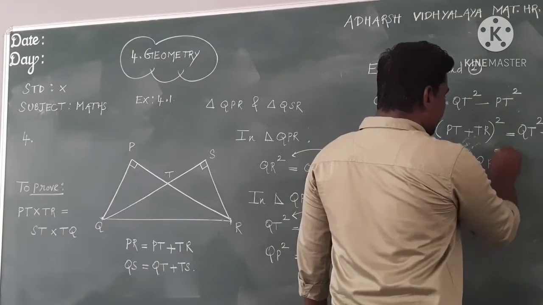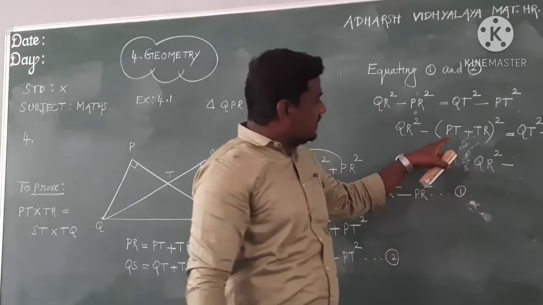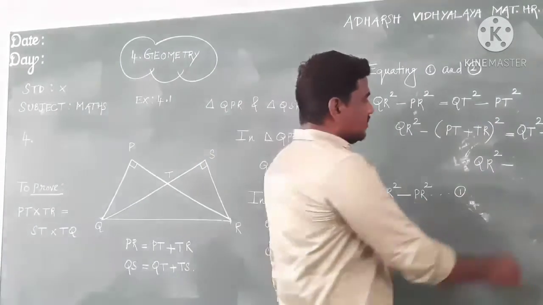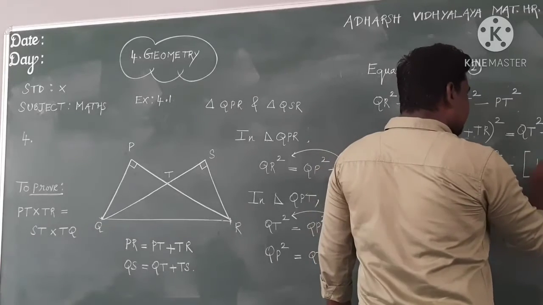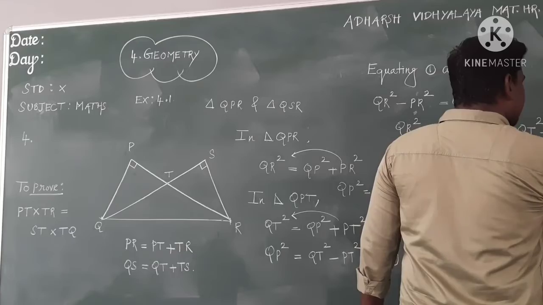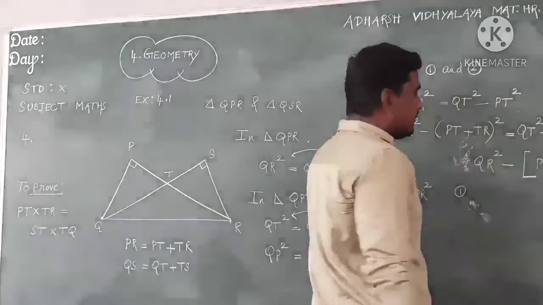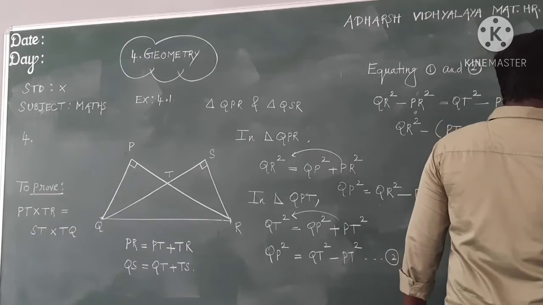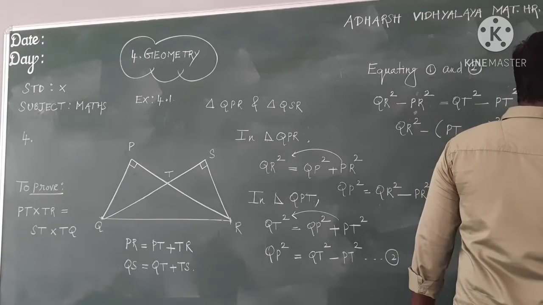So QR square minus, actually it is in the form of A plus B whole square. A plus B whole square is equal to A square plus B square plus 2AB, that is, 2 into PT into TR.